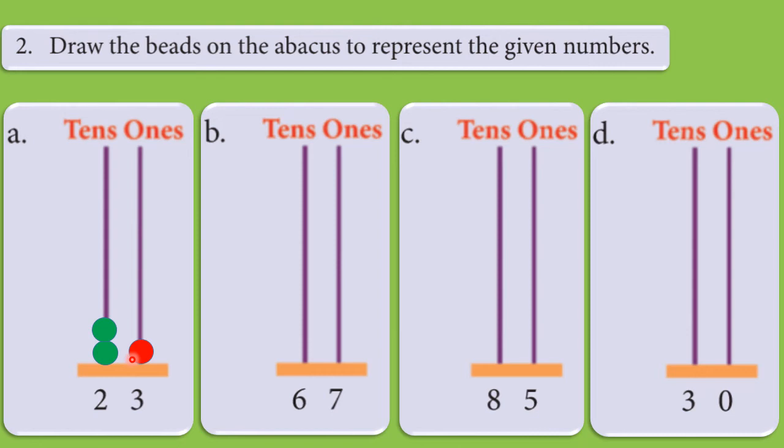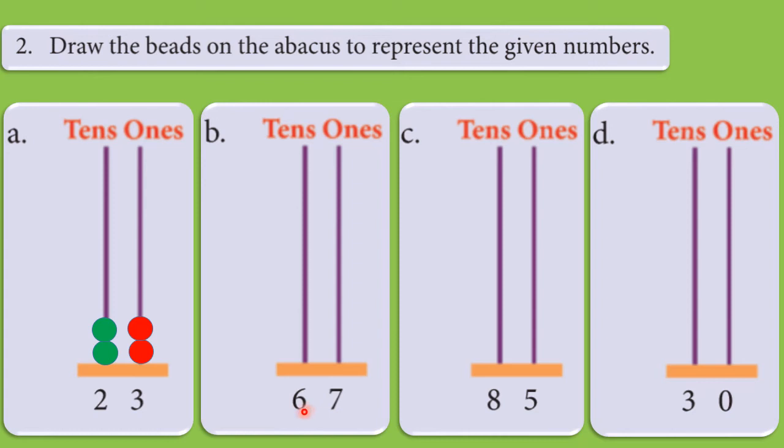1, 2, 3. So now this abacus represents the number 23. 2 is at 10's place, so we have drawn 2 beads on 10's place rod. 3 is at 1's place, so we have drawn 3 beads on 1's place rod, and hence this set of beads on this abacus represents the number 23. Now let us move to the next question, B.